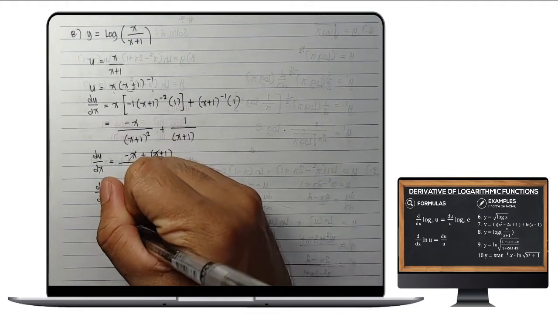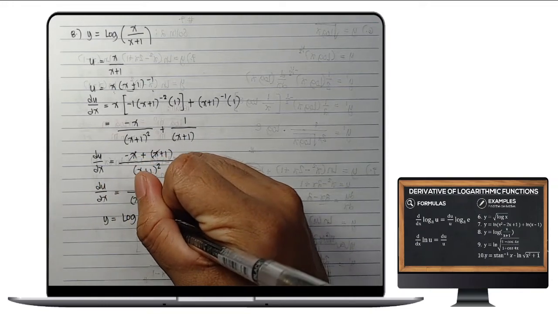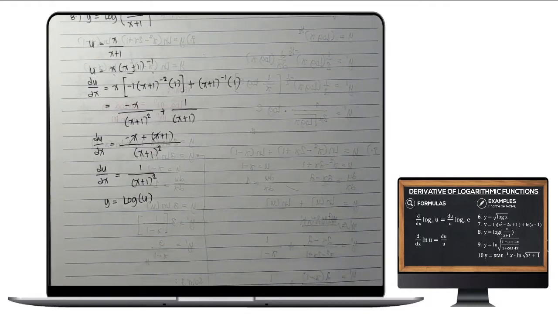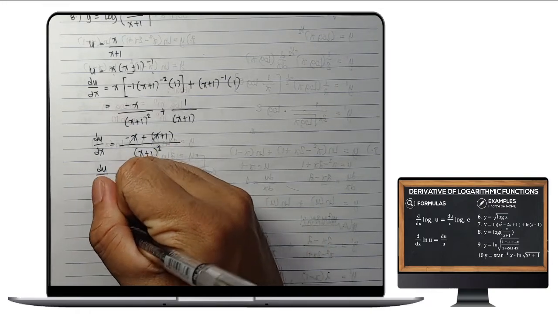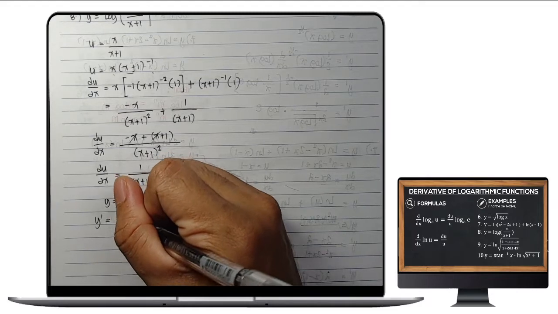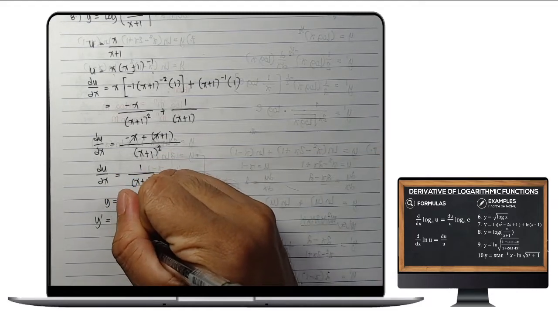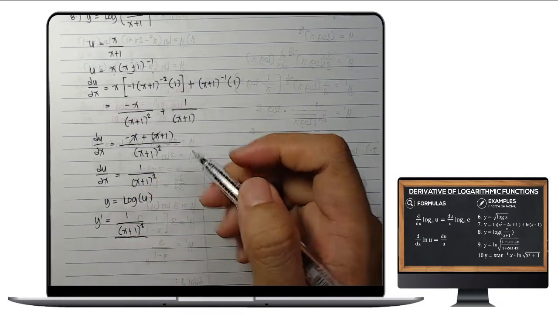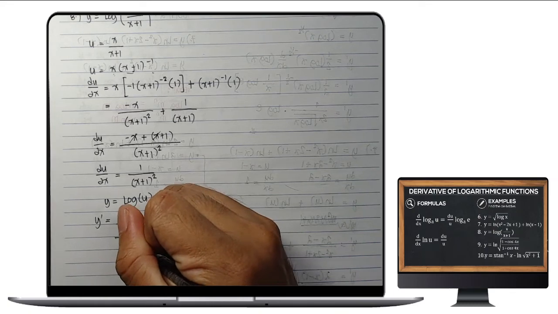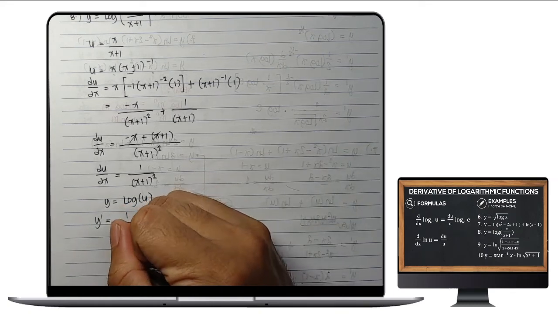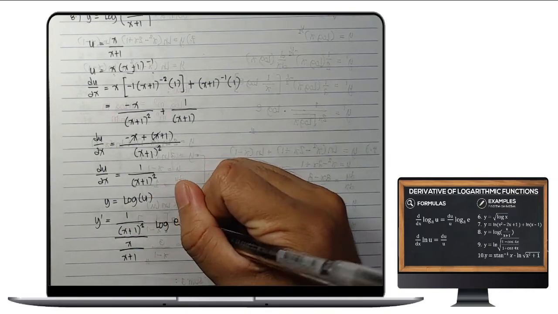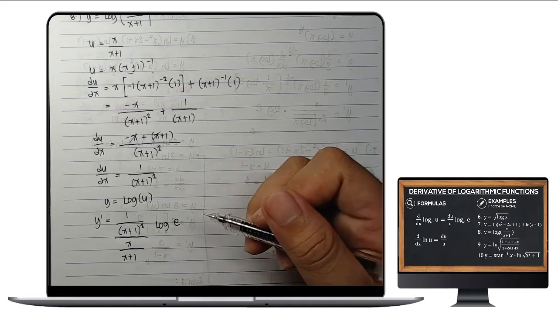So our y is now equal to log of u. Then, when we get the derivative of log of u, that is the derivative of u over u multiplied by log of e to the base a. So, when we get y prime, the derivative of u is 1 all over x plus 1 squared, all over u. Our u is x all over x plus 1, multiplied by log of e to the base a. The base here is base 10.